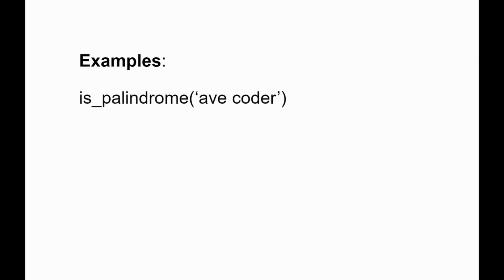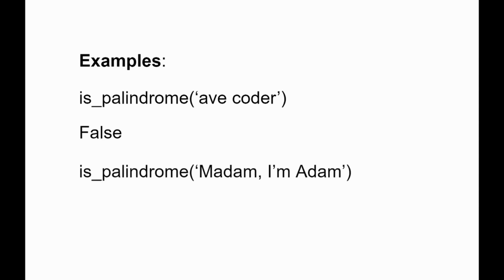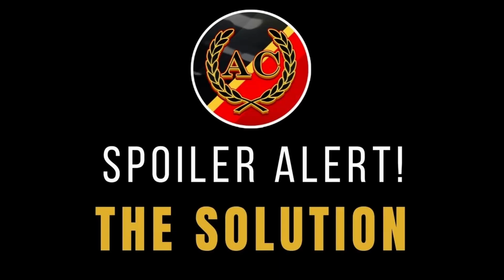Here's an example. isPalindrome is a function. It takes Ave Coder as an input and it produces false because Ave Coder as a string is not a palindrome indeed. And this is the same function but with a well-known palindrome, Madam, I'm Adam, and it produces true because it is a palindrome. Try to solve it by yourself first and I'll see you on the other side.